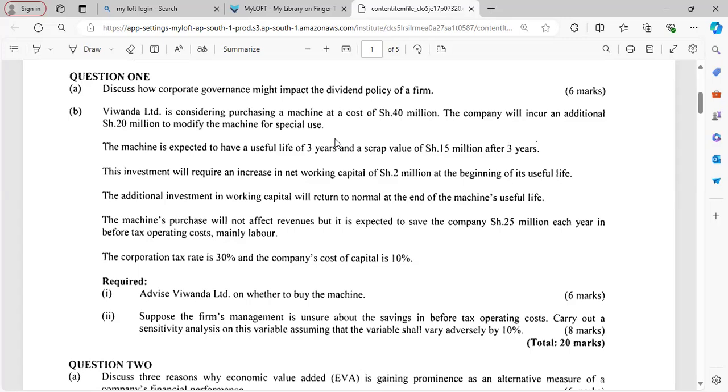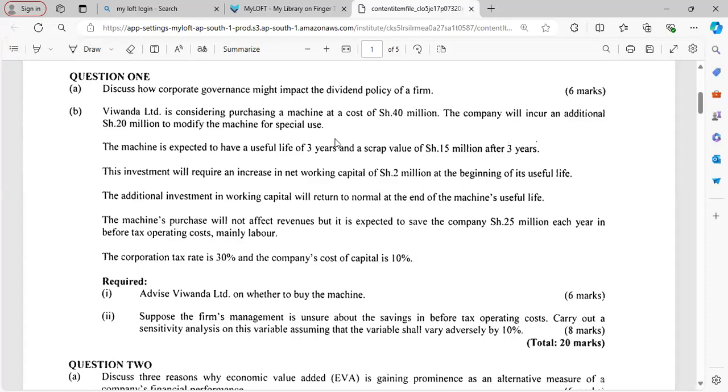The corporation tax rate is 30%, and the company cost of capital is 10%. Required: 1. Advise Viwanda Limited on whether to buy the machine. 2. Suppose the firm's management is unsure about the saving in before tax operating costs, carry out a sensitivity analysis on this variable, assuming that the variable shall vary adversely by 10%.